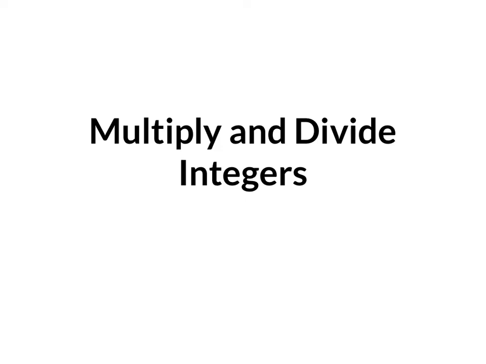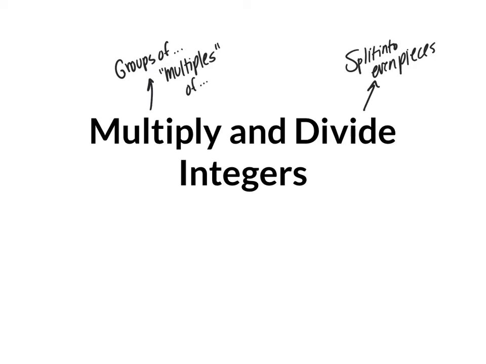Today's notes are on multiplying and dividing integers. When we say multiplying, we're talking about groups of or multiples of. And when we're talking about dividing, we're splitting things or dividing them into even pieces. And integers, again, are just positive and negative whole numbers. So -3, -4, 80, -20, all of those.